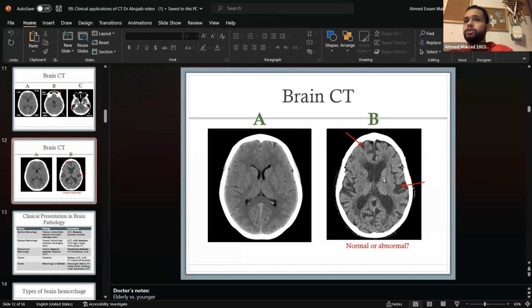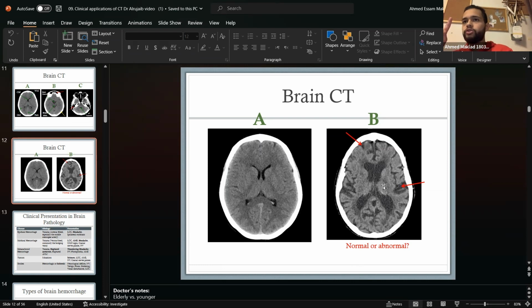So the ventricles and the gyri and sulci are deeper, so they accommodate more CSF. That's why you think there's increased CSF here, but there's no increased CSF. It's just the brain tissue has shrunk down. So there's more space for the CSF, right?